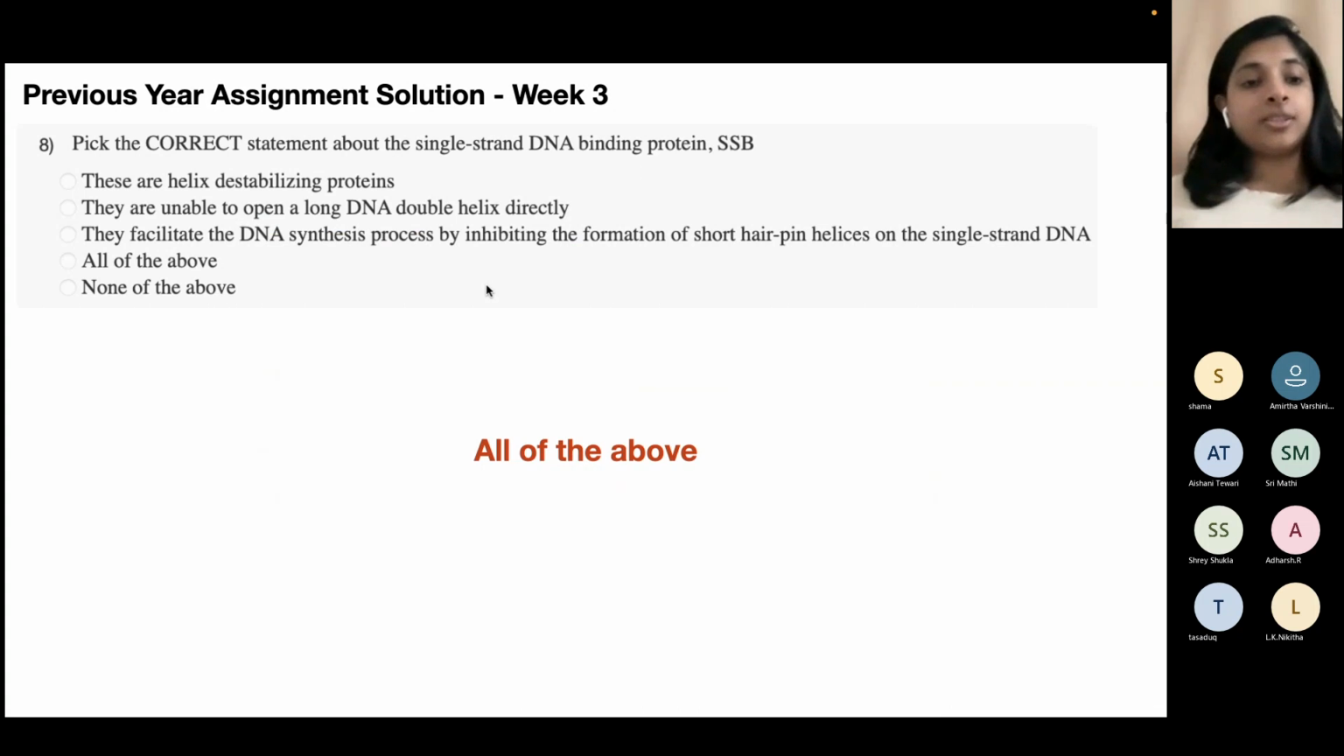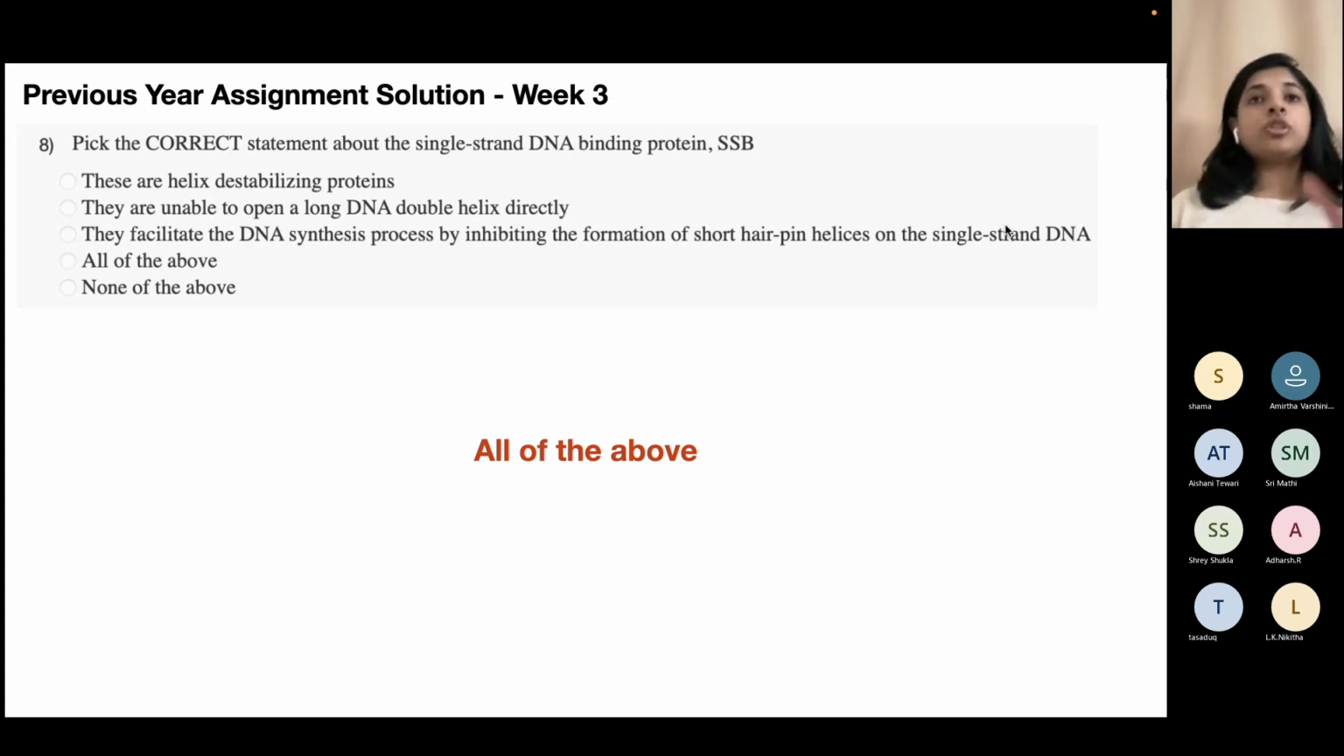So the function is to destabilize the helix, because the cell needs to open up the DNA in order to synthesize the new strand. Are they unable to open a long DNA double helix? Yes, you need special enzymes. You need helicases to do that. They facilitate the DNA synthesis process by inhibiting formation of short hairpin helices on the single-stranded DNA.